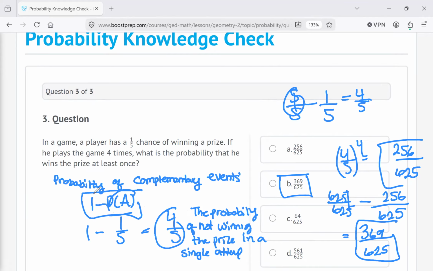So this one's a little bit tricky. First you had to figure out the probability of not winning, which is 1 minus 1/5. And then because he played it four times, you raise 4/5 to the power 4, and you get 256 over 625. And then you reuse this formula, so it's 1 minus 256 over 625, and that's how I got 369 over 625.